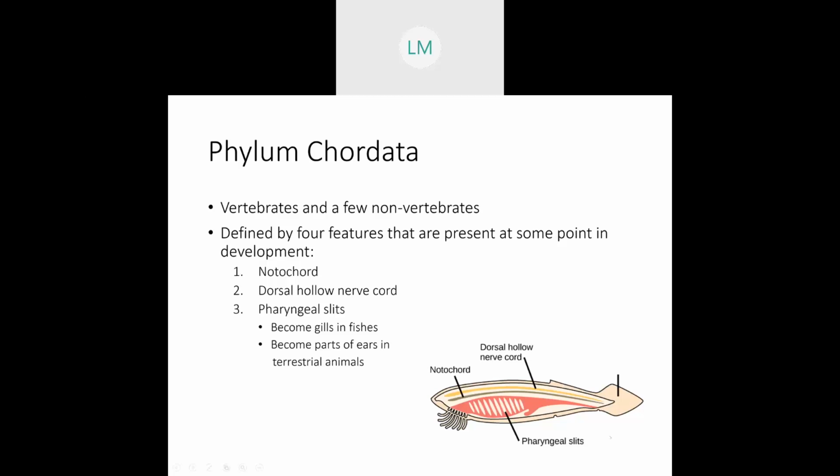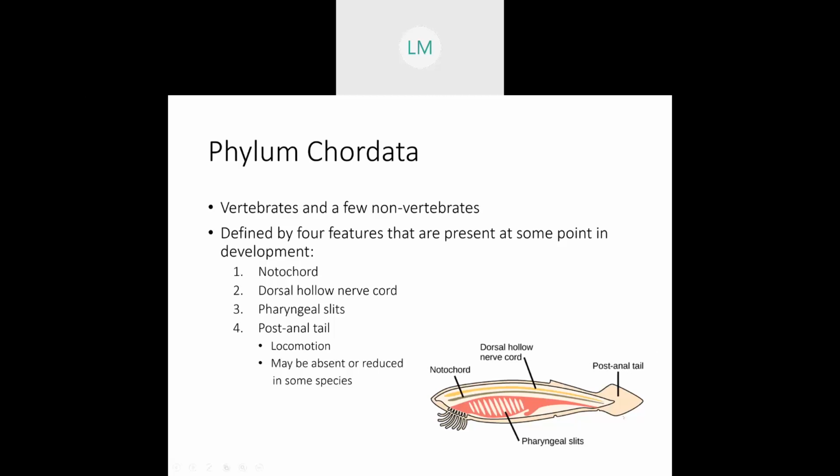And then the final trait of chordates that we have, this postanal tail. So this is primarily used for locomotion, but in some species it can be absent or just reduced. But at some point there will be a postanal tail that eventually is reduced or just completely disappears.